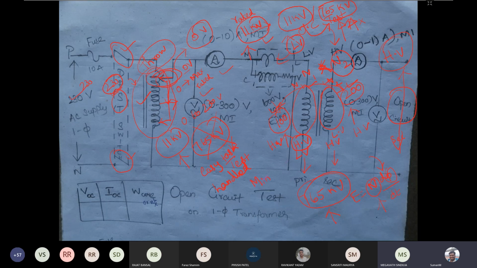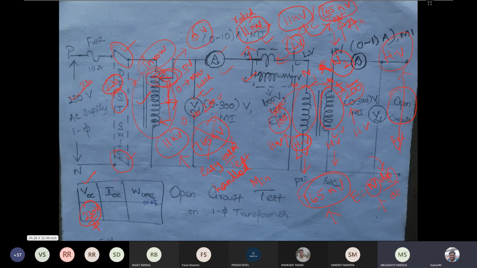In this test, we are measuring three things: this voltage, this current, and this power. The voltage we measure is the open circuit voltage. We bring it to the rated voltage; if it is a 230 volt transformer, we bring it to 230 volt. This is fixed, and this voltage will be equal to the primary voltage of the transformer.